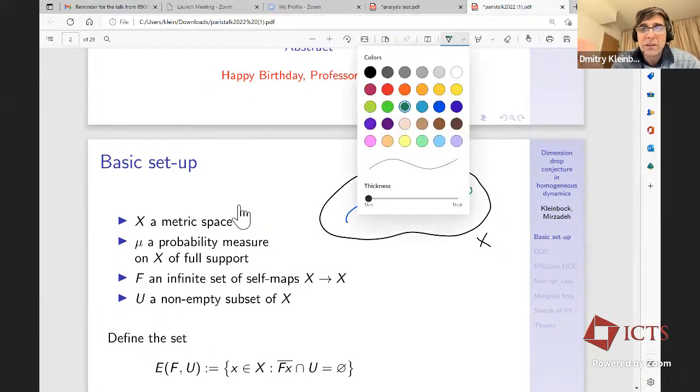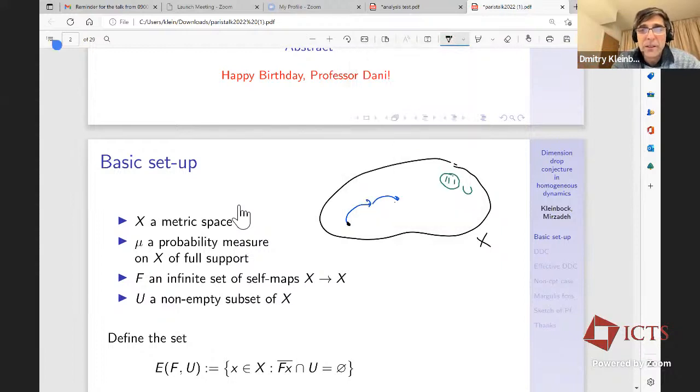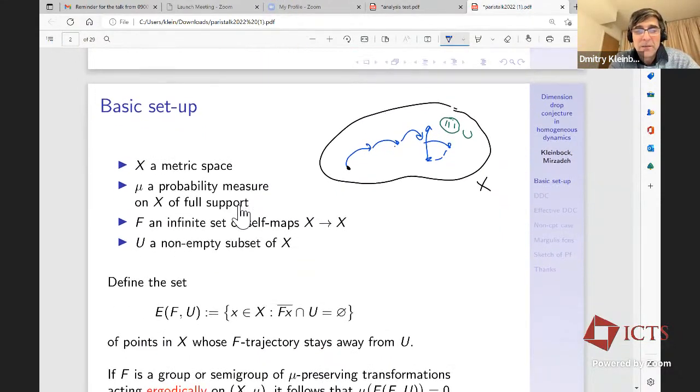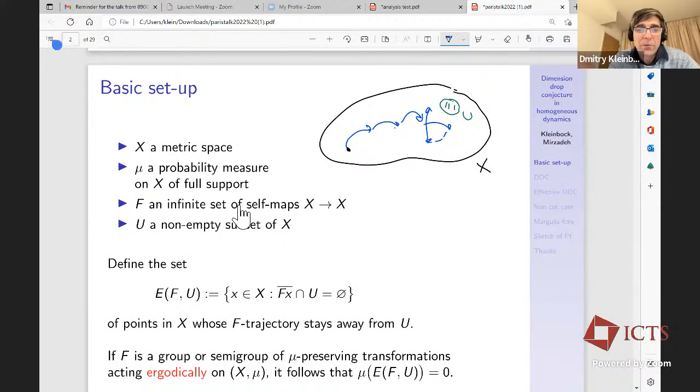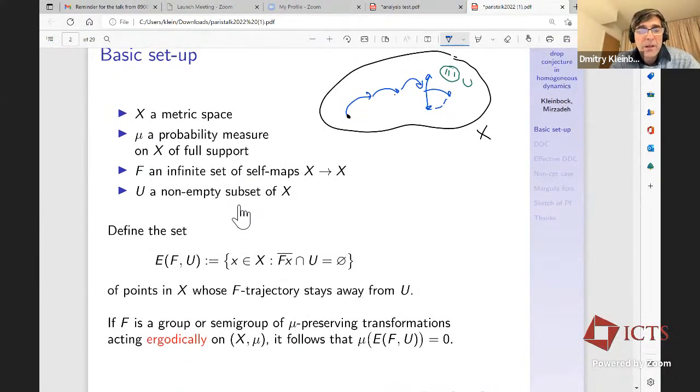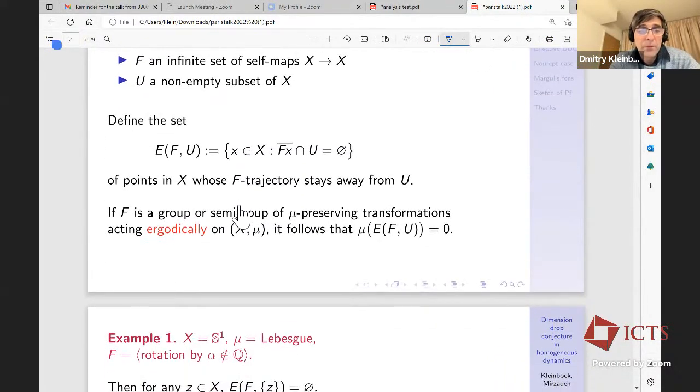This will be a set of points in X such that if you consider their trajectories, you go like this and like this and like this, and maybe like this, and then you never reach U. So the closure of the orbit is disjoint from U. Okay, so it's a set of points in X whose F orbits escape U, hence the set E. And then one observation is that if this F is a group or a semi-group which acts ergodically on this probability space, then this exceptional set has measure 0.